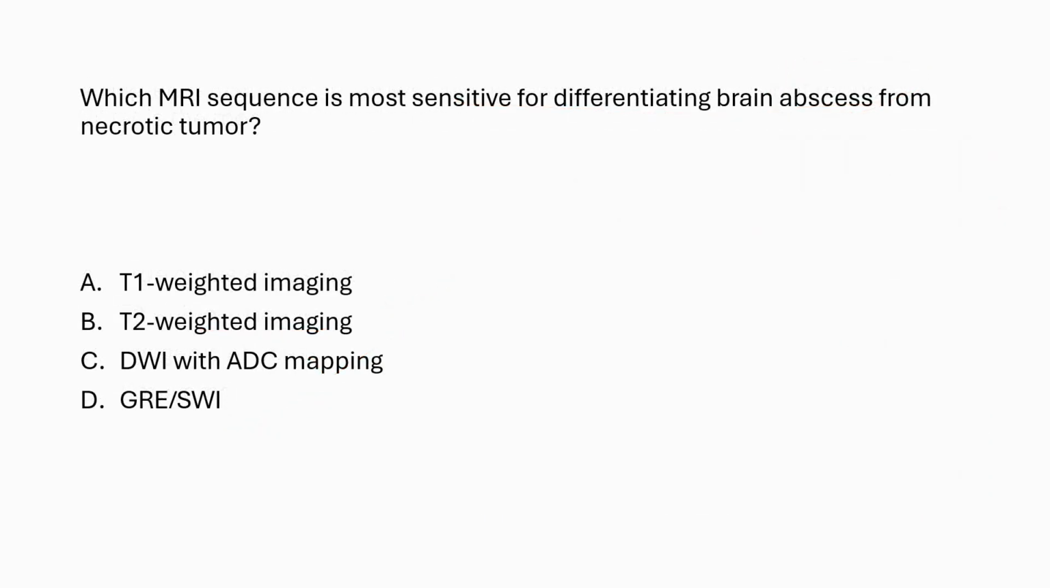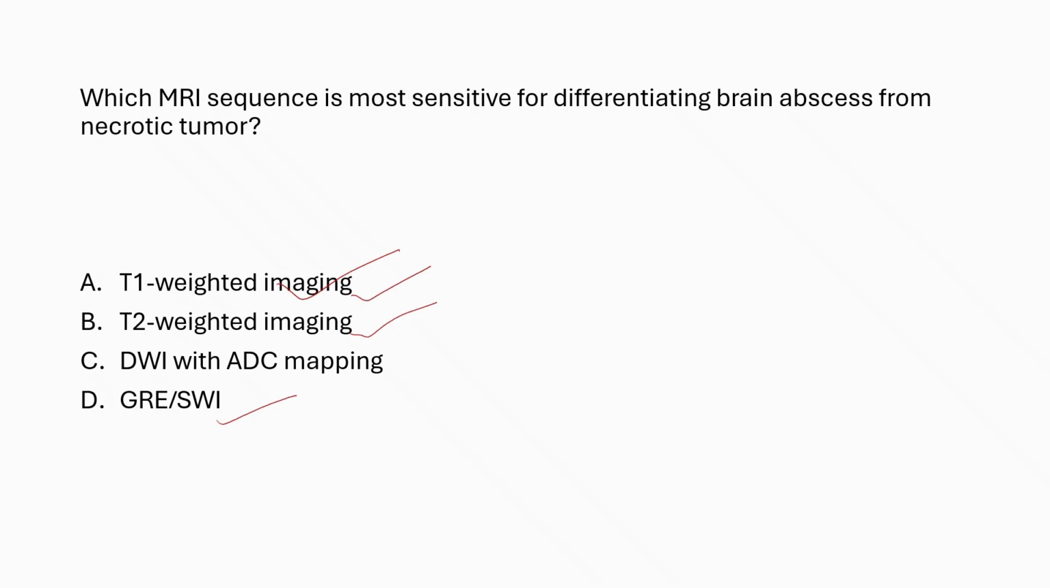Which MRI sequence is most sensitive for differentiating brain abscess from the necrotic tumor? So let's see the options. First option is the T1 weighted image. This is essential for visualization of brain anatomy and diagnosis of acute hemorrhage, calcification, and intracranial fat, whereas T2 is important for the diagnosis of intracranial pathology and brain edema, whereas GRE-SWI is important for chronic bleed, whereas DWI and ADC mapping is to see diffusion restriction.